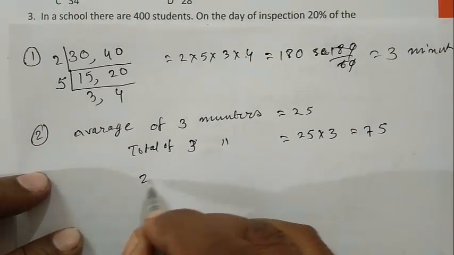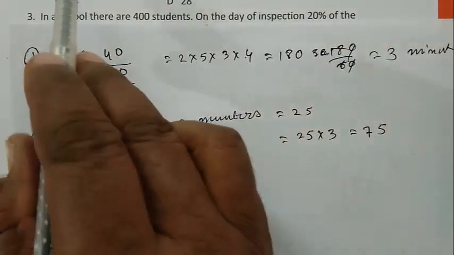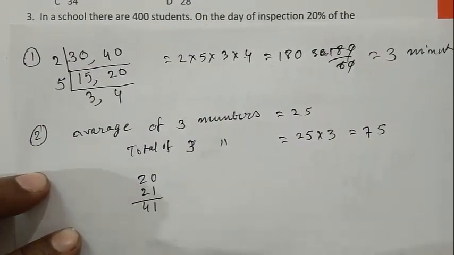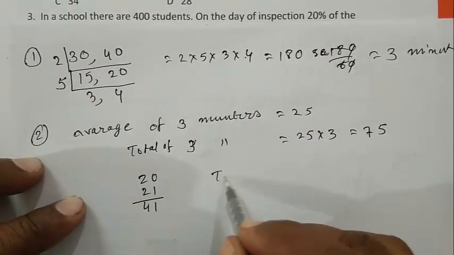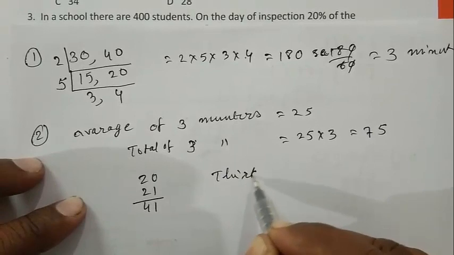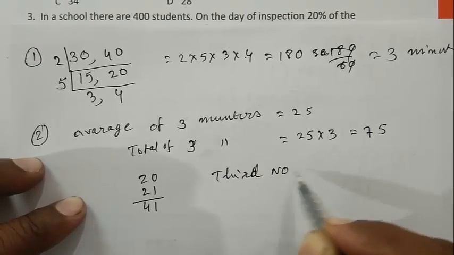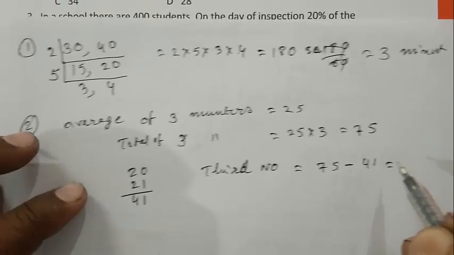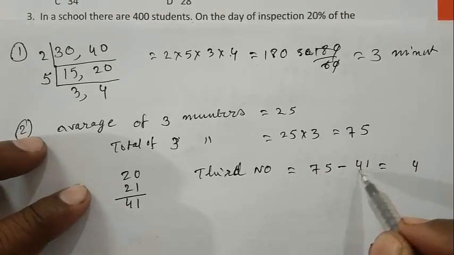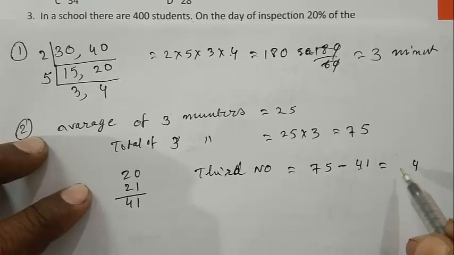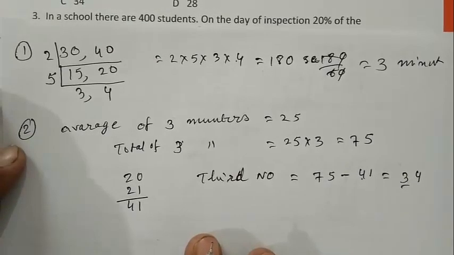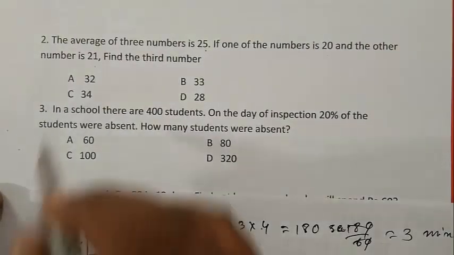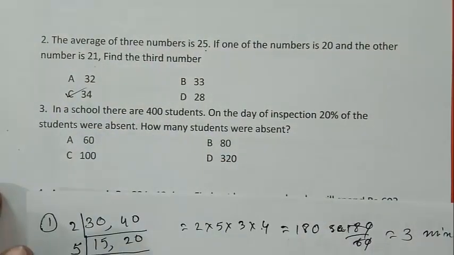One number is 20, other is 21, so we add these two, we get 41. So third number is 75 minus 41, that is 34. So C is the right answer.